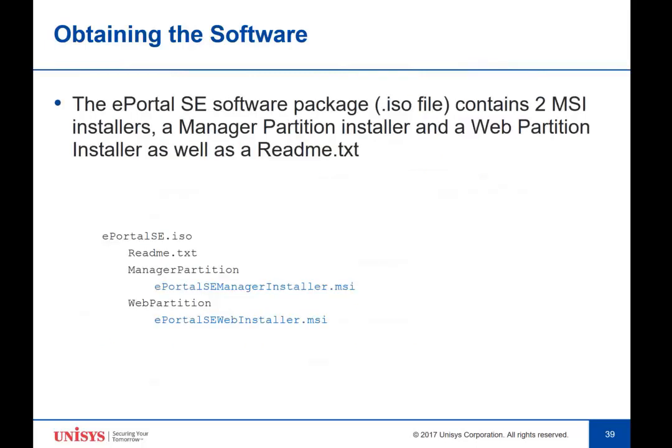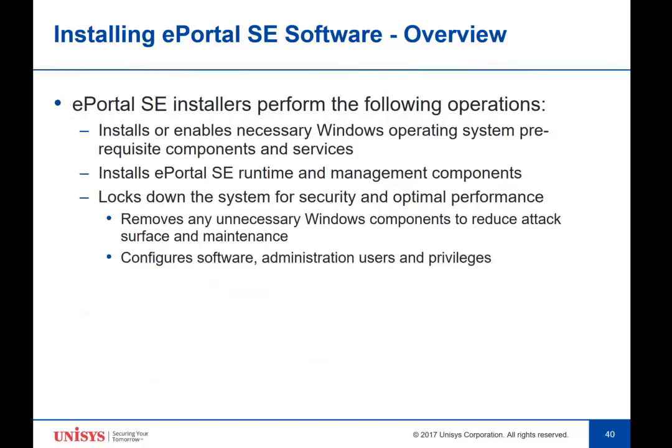So again, the software comes down as an ISO. If you open the ISO, you see a README in there, and really it's just two installers. There's a manager installer and a web partition installer. Talk about that. So what do these installers do? Well, the installers are what create your virtual appliance. So once you have a VM that you want to turn into, say, a manager partition, or a VM that you want to turn into a web partition, you copy that installer to that particular VM, and you run it, and it goes through the process of building a virtual appliance for you.